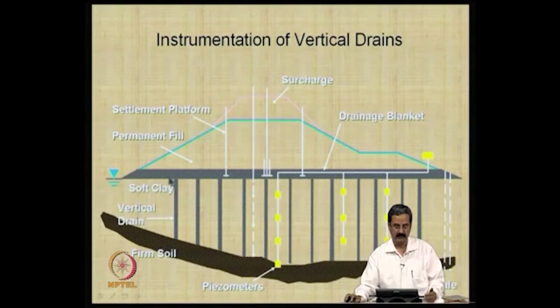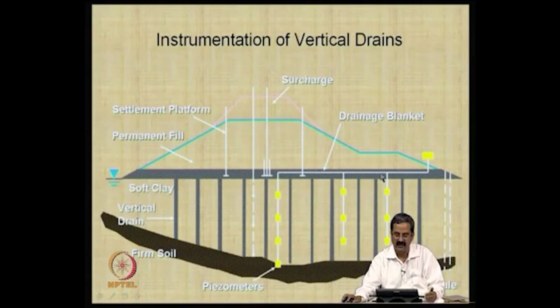This is a drainage blanket, because these are all PVDs or sand drains. As I just mentioned, when the water comes out through the sand drains, the effective stress changes, because they are open to atmosphere, so there is no pressure there.